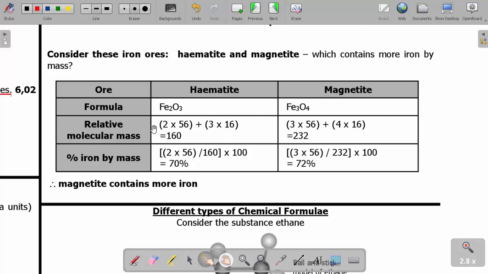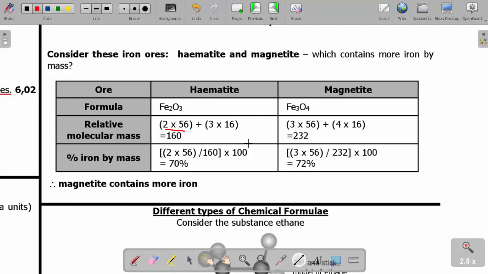So we get the relative molecular mass of each. For iron, it's going to be 2 times 56. What about oxygen? It's going to be 3 times 16, which gives us 160. What about here? We see it gives us what? 232. Okay. Now, if you check the percentage of iron, this one here is for iron. Let me underline it. So for iron, as you can see, it is 2 times 56. Are we together? And then that is in the hematite, which is 112.